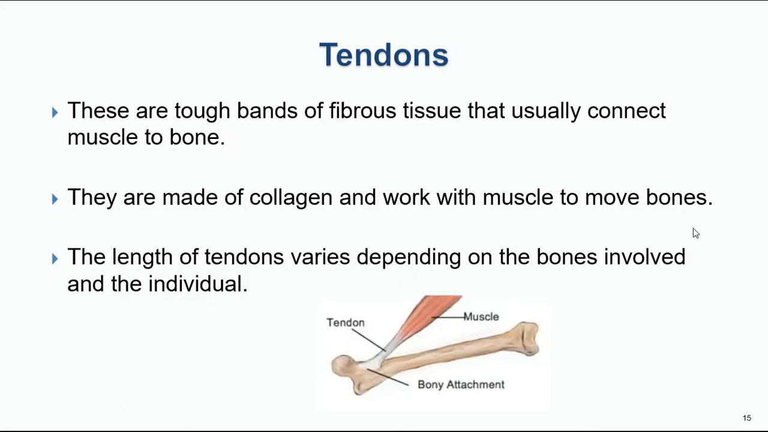So moving away from the bones and having a quick look at some of the other features of the skeletal system. First up, we have tendons. So these are fibrous tissues that will connect muscle to bone. They're mostly made of the protein collagen, and they will work with those muscles in order to allow for movement of the bones. So each different tendon will be of a different length, depending on where in the body it's located, and it will also vary from individual to individual.